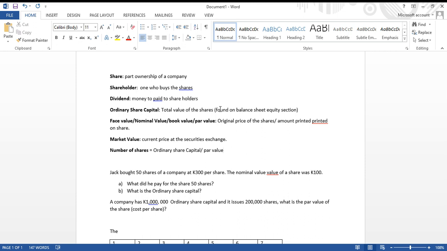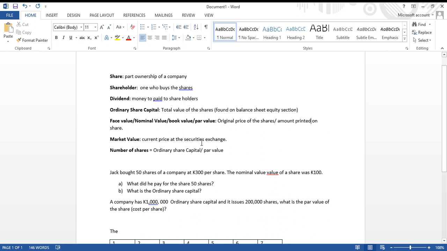Ordinary share capital. This is the total value of the shares. If you take accounts, on the balance sheet, right under the equity section, you find ordinary share capital, right? So this is just the total value of the shares. Then we have the face value, which is also the nominal value, the book value, the par value. This is the original price of the shares, or think of it as the amount printed on a share. Just like money has an amount printed on it.